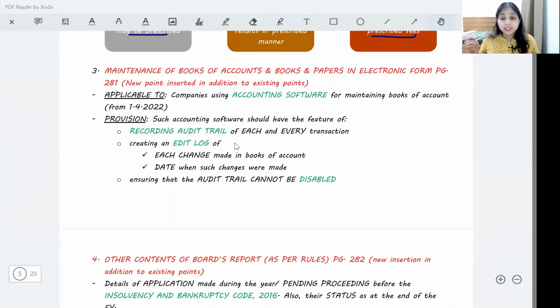Now listen to my third amendment. You all know that companies are allowed to maintain books of accounts and books and papers in electronic form also, in paper form also, both are allowed. And we have also learned that in case a company wants to maintain books of accounts in electronic form, it has to follow a huge list of provisions. For example, it is supposed to keep them accessible in India.